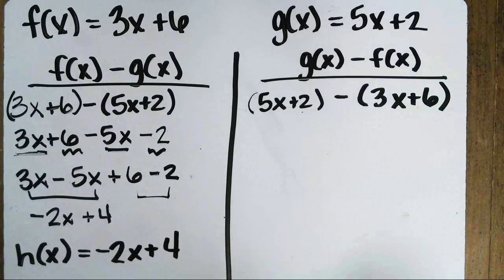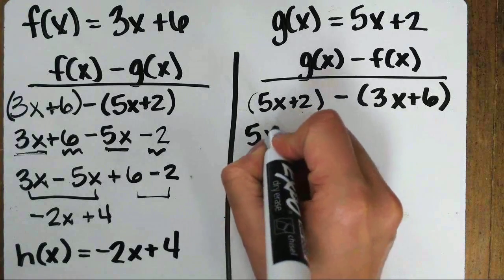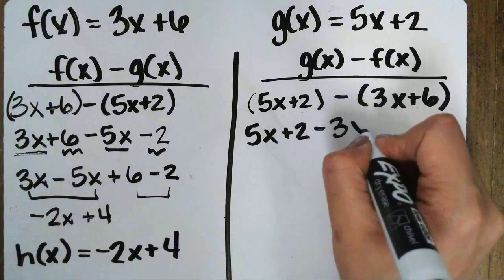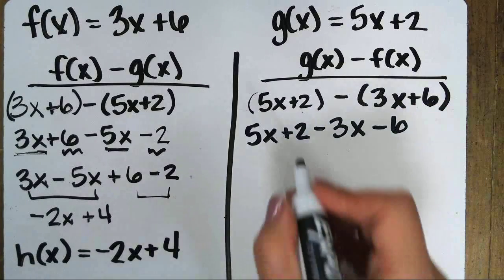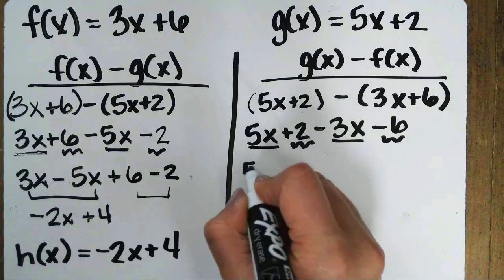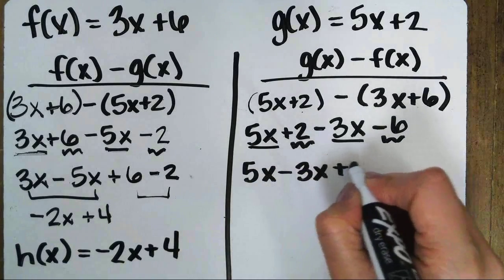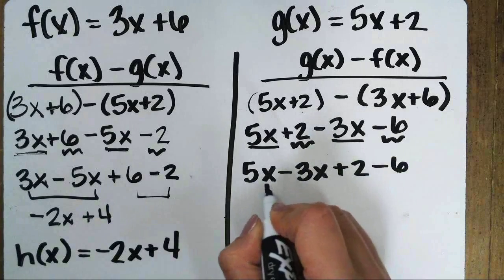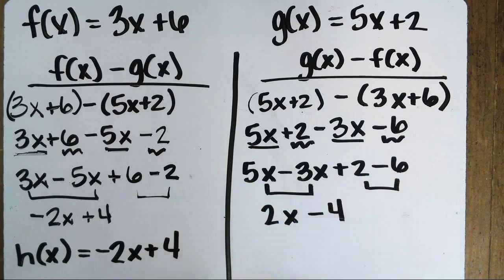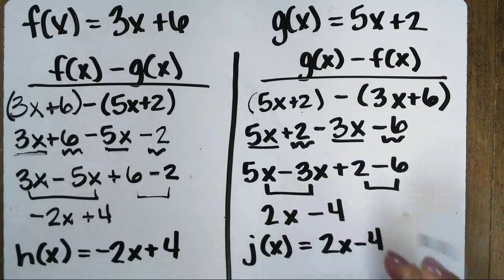So I'm going to go ahead now and do the exact same thing by distributing that minus sign. And so this one over here stays the same. I'm going to distribute my minus sign, so I have negative 3x and then minus 6. I want to put my like terms together. And so I have 5x minus 3x, and then I have a plus 2 minus 6. So these here will give me a positive 2x, and these here will give me a negative 4. So my j of x was positive 2x minus 4.